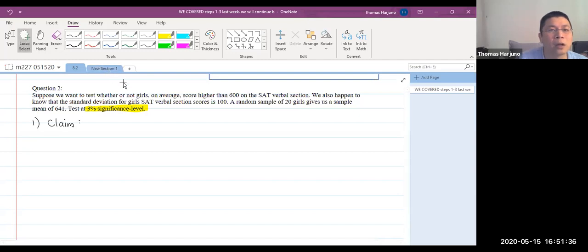I think the claim should be girls on average score higher than 600 on the SAT verbal section. I think that's the claim. Okay, you do that too, please. You need to have hands-on experience in doing this.